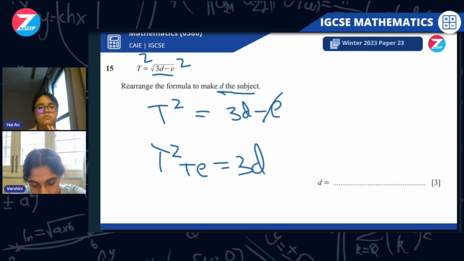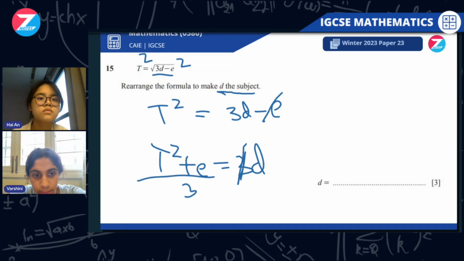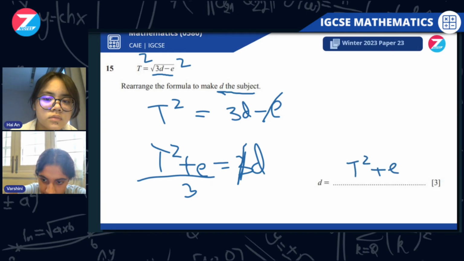And now, of course, to get rid of the multiplier, we divide. So we divide both sides by 3. And that is just t squared plus e, all over 3. So that's our answer: t squared plus e, over 3.